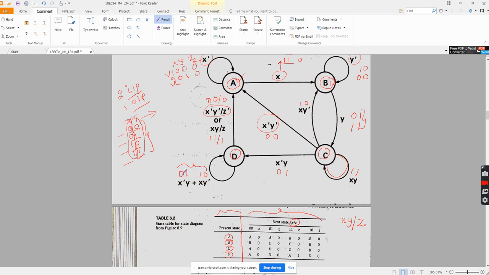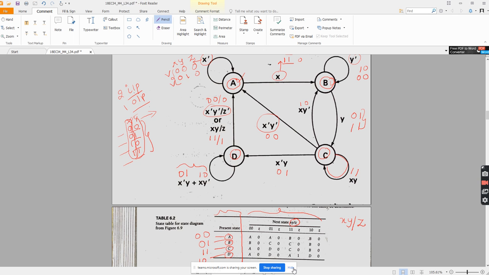Is that point very clear? Yes, sir. So I am writing 2 states here. What I have done here is I have assigned A with 0 0, B with 0 1, C with 1 1, and D with 1 0.